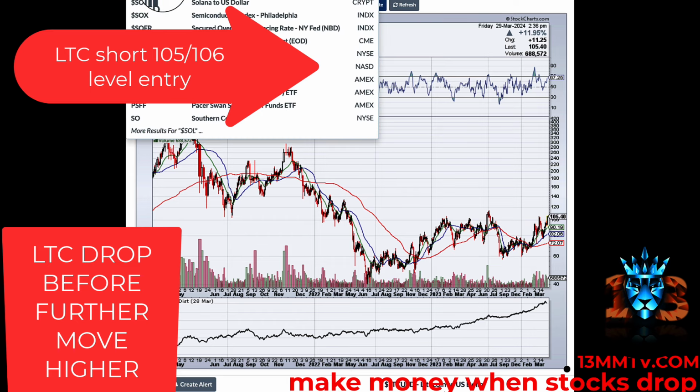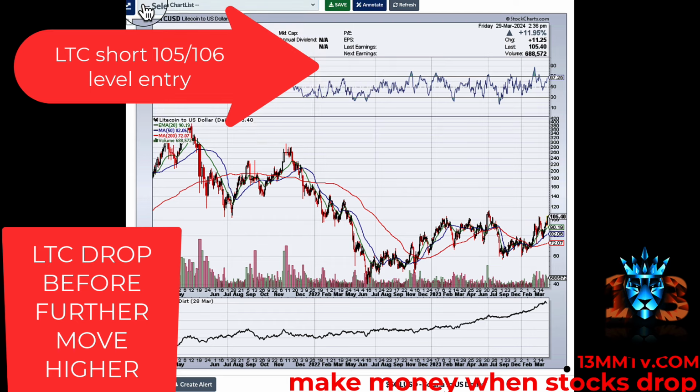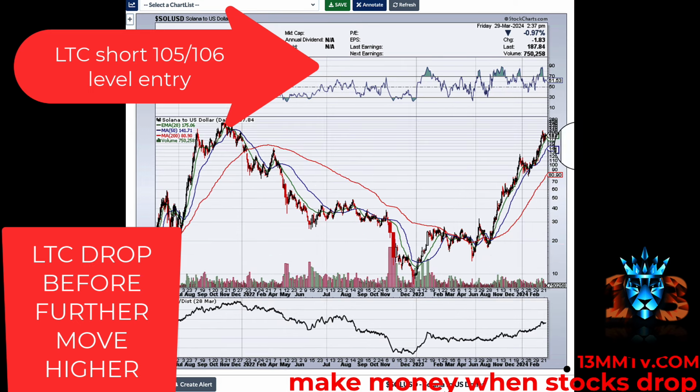Let's compare this to Solana, for example, when we were screaming, hey, buy it at $8, right? We were shorting it at 200, buy it at $8, and now we're back to almost 200. So as a lot of cryptos have recovered and are getting close to all-time highs again, Litecoin ain't doing a whole lot.